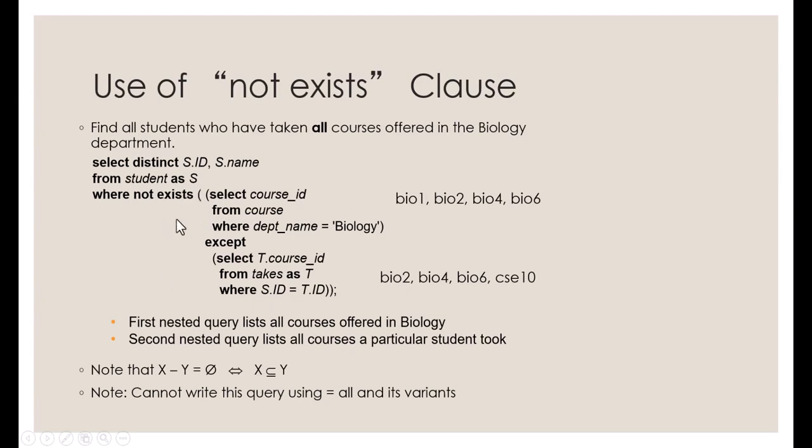But with not exists, we want this to be empty, right? So let's say they have taken Bio 1 as well. Then if we take this and subtract that, the set will be empty. This will return nothing, which is what we want, right? So then this will be returning those students who have taken every single course that was offered in the biology department.